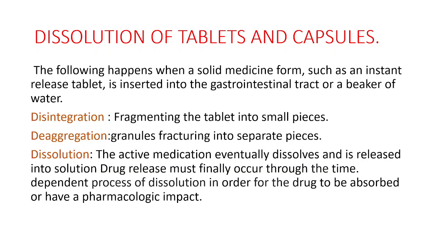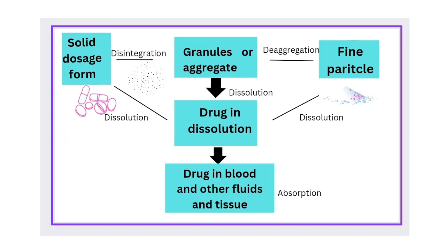Drug release must finally occur through time. It's a dissolution-dependent process in order for the drug to be absorbed or have a pharmacological impact. The solid dosage form disintegrates into granules or aggregates, and these deaggregate into fine particles. These granules then undergo dissolution, and then the drug reaches the blood and other fluids and tissues. This is the flow chart of drug dissolution.